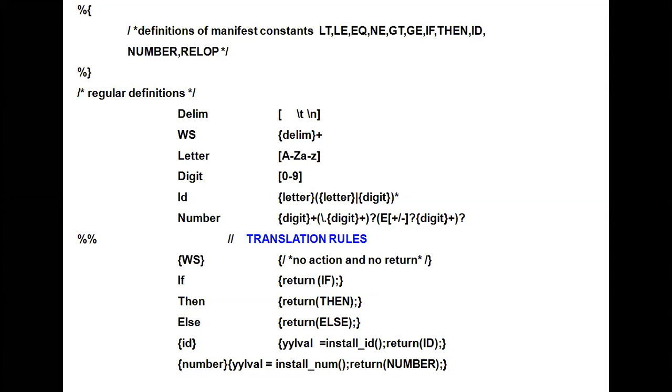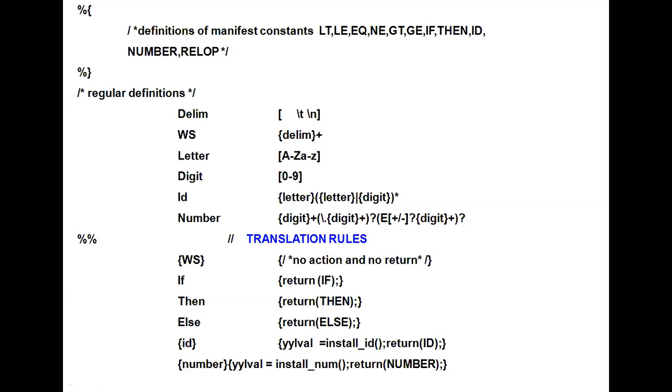See here we are using delim, white spaces, letters, digits, id, number. These are all variable constants, so we are declaring them as regular definitions. In the declaration section, we are defining all of these. And what does the rule section consist of?